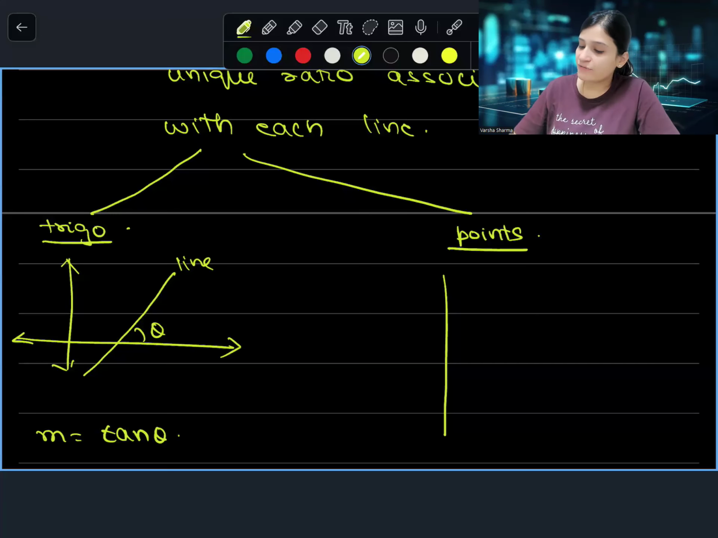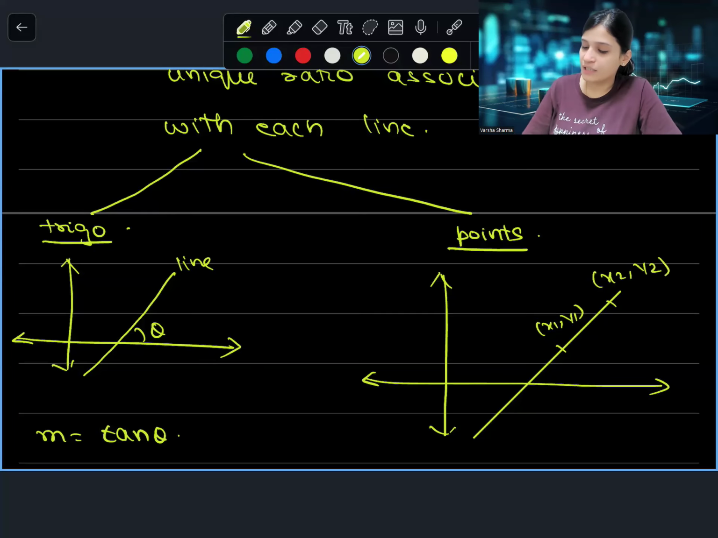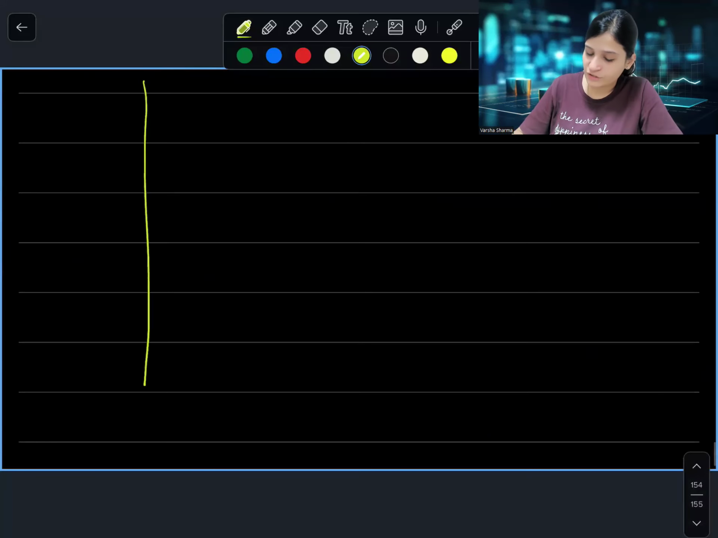So if I want to draw the graph of a line, how many points do I need? So this is the line. One point is x1, y1. The second point is x2, y2. If I talk about the derivation of this part.